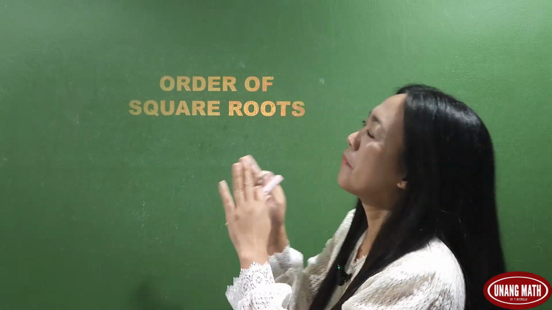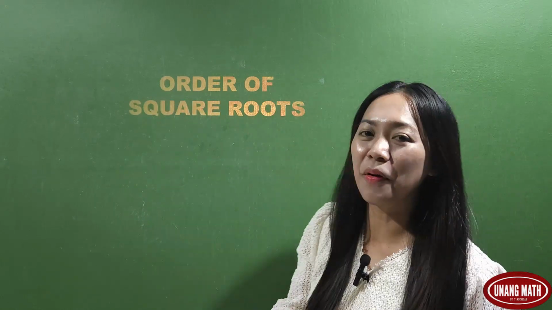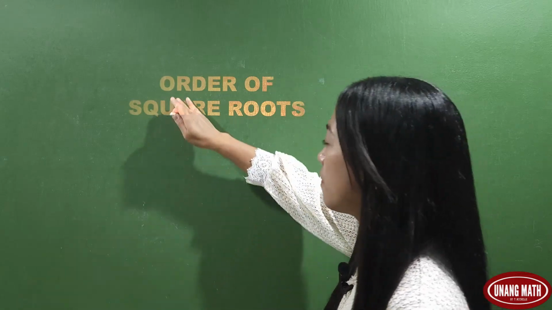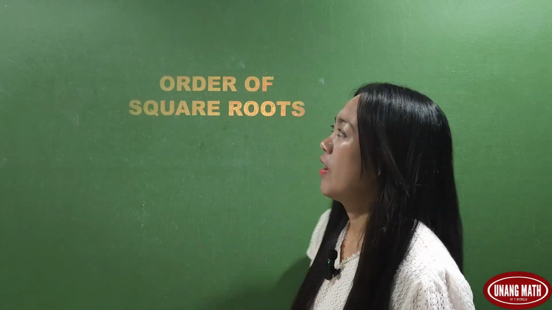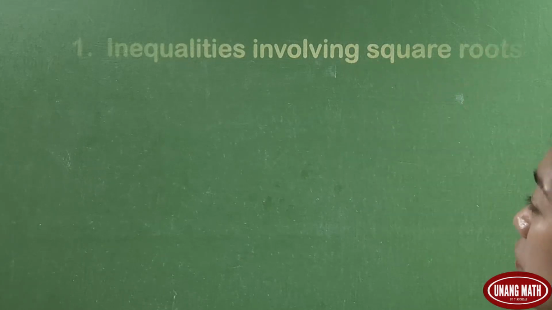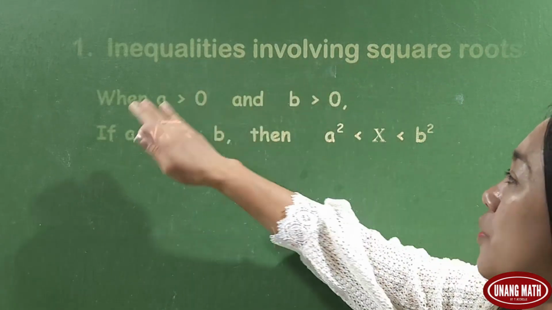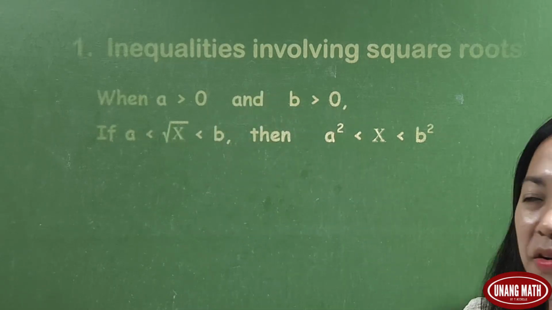In this episode, I will be discussing this lesson, order of square roots. The meaning of this word order is we will compare square roots. Okay, let's start with inequalities involving square roots. This is represented when A is greater than 0 and B is greater than 0.